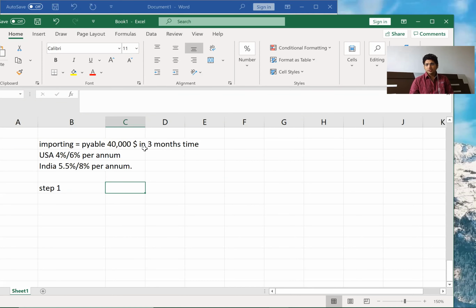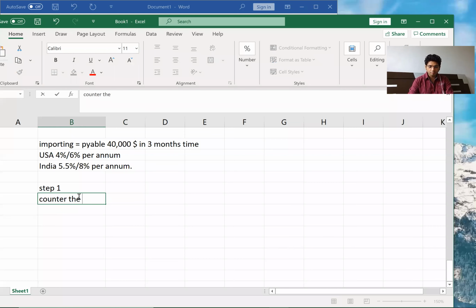Okay, so as step 1, I'm payable $40,000 in USA after 3 months time. I don't have a future rate. So step 1 is to counter the payable, that is, counter the liability. Payable means a liability, right? To nullify the liability, I'll create an asset in USA, because my payable is in USA.